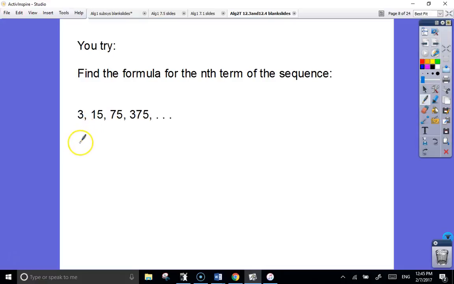So what is the r in this case? 15 over 3, which is 5. And so the formula is a_n equals 3 times 5 to the n minus 1. So far, so good?